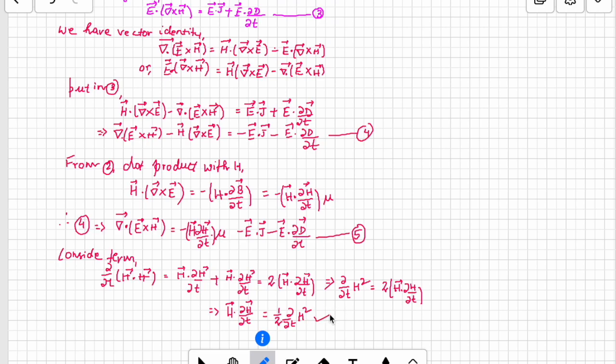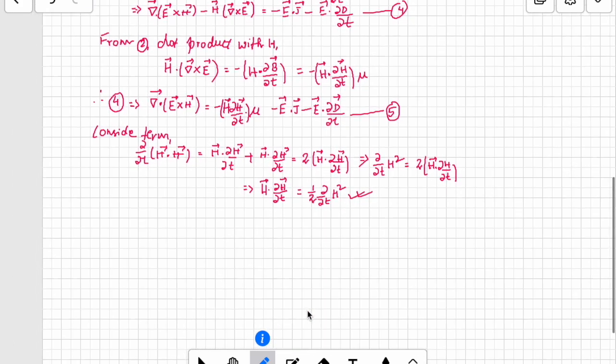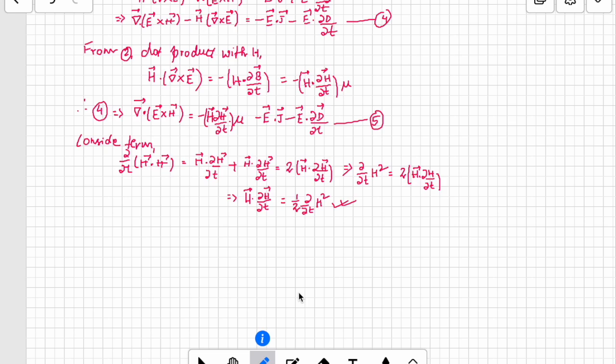So this is a very important term that we're going to use. Del t of H square is equal to twice of this, so this term would be nothing but half of del t of H square. This is what we are going to use. But we do have the E term as well. I'm going to say how we are going to use it, but before that let me write down, this is for the magnetic field.